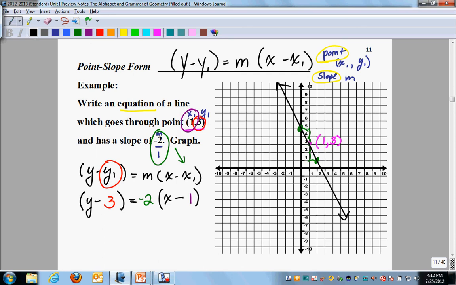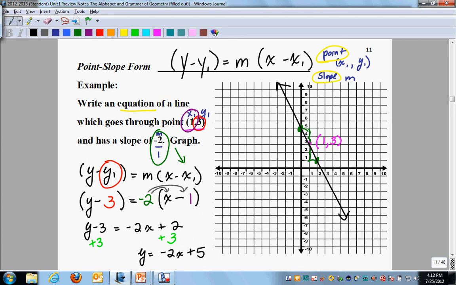Now we're going to change it to y equals mx plus b. We start by distributing. We have y minus 3 equals -2x. It's going to be plus 2. And then from here, plus 3, we add 3. So our final equation is y equals -2x plus 5.